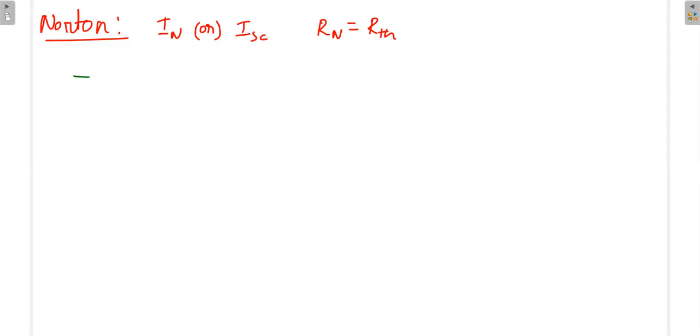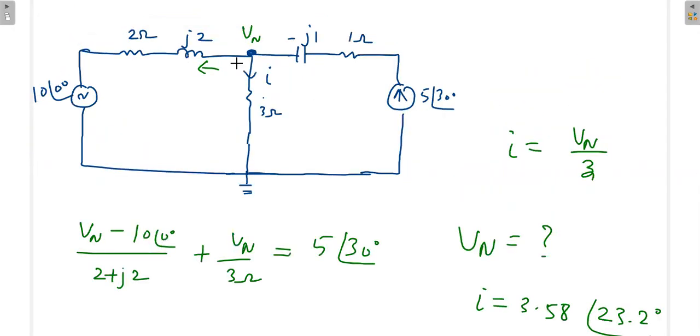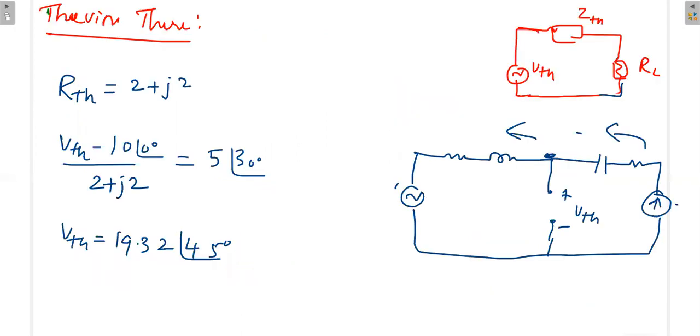Okay, so you have to remove the load first. Remove the load and short circuit. After removing the load, you have to short circuit that point. And where is your load? Load means the element that you are interested in. This 3 ohm is a load, and simply I will short it. Then I have to find out what is the current going there.